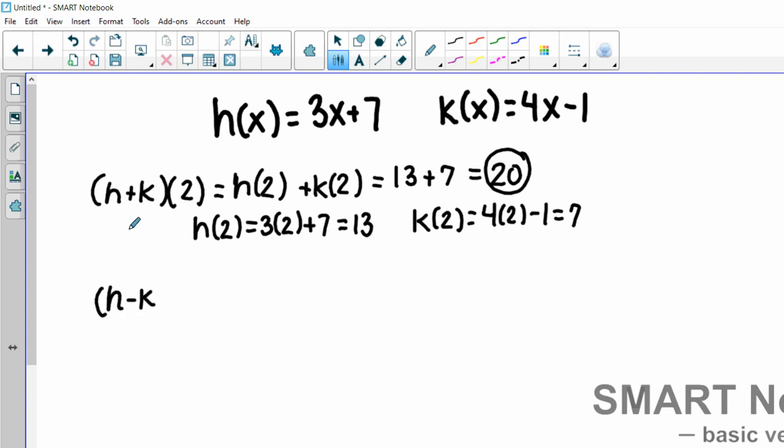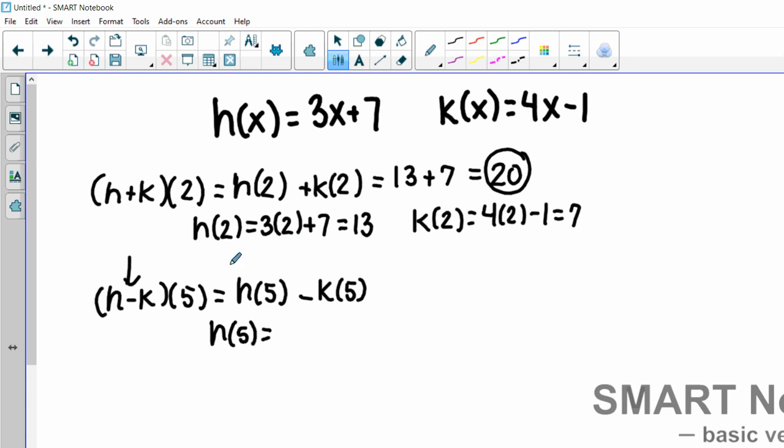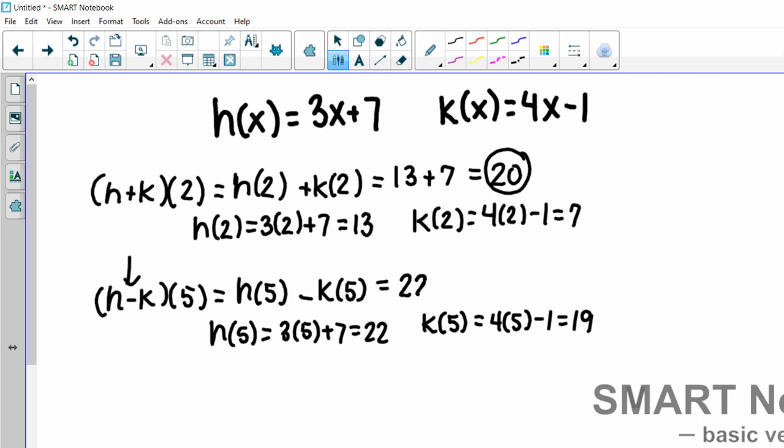Maybe it says I want to find h minus k of 5. Again, what that means is I'm going to find h of 5, and I'm going to find k of 5, and then the minus sign means I'm going to subtract them. So to find h of 5, sorry about my handwriting, 3 times 5 plus 7, 15 plus 7 is 22. To find k of 5, I replace x in the function k with 5, and 20 minus 1 is 19. So I'm going to take the 22 and the 19 and subtract them to get 3.